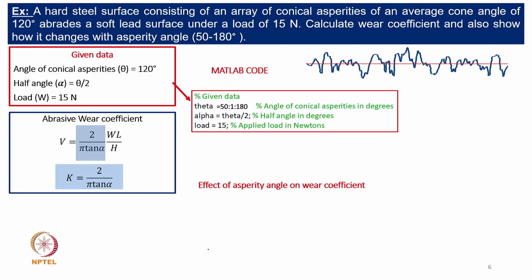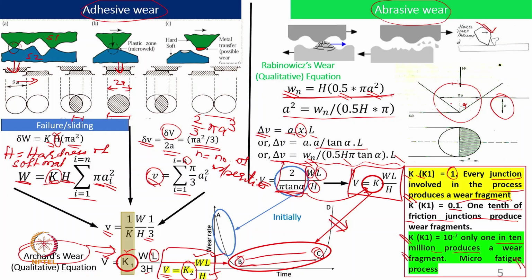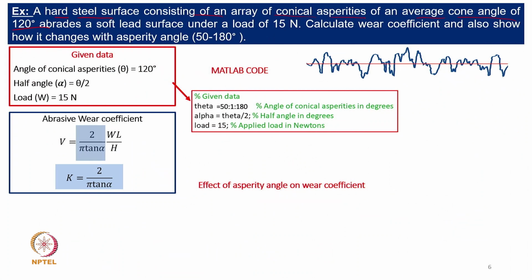To understand this, maybe we can consider one example for this exercise. The example says there is a hard steel surface consisting of an array of conical asperities. These are all hypothetical. The average cone angle has been given as 120 degrees. So in this case, the angle 2 alpha is given as 120 degrees, and we want the wear coefficient to be estimated for this case.